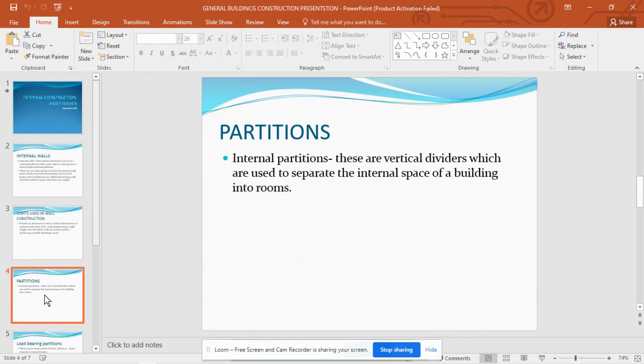We are still under internal walls, and we are proceeding to partitions. Partitions are made in buildings. So we have internal partitions. These are vertical dividers which are used to separate the internal spaces of a building into rooms.